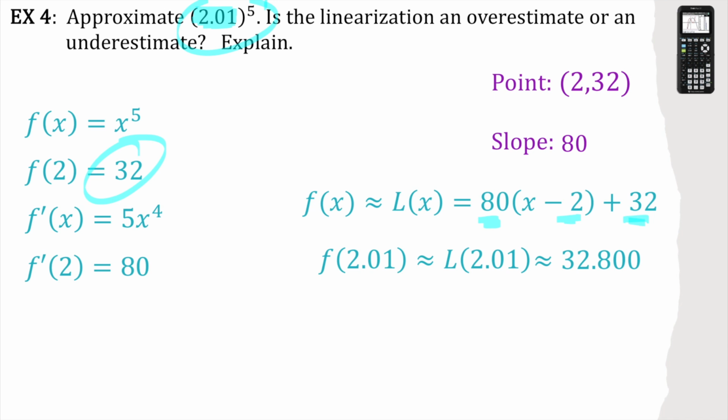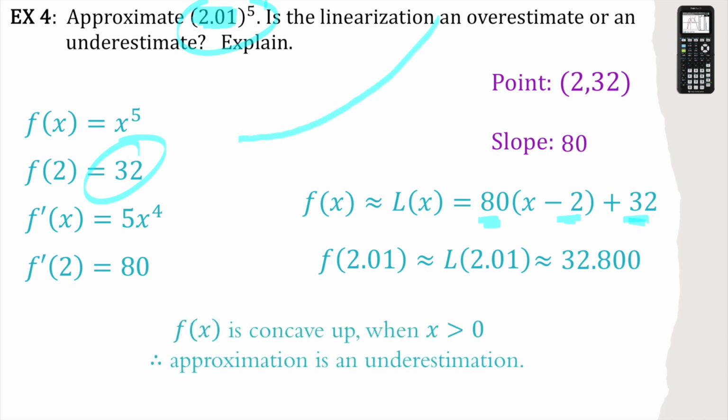Now, is it an overestimate or an underestimate? This is an exponential function, so it's concave up, and if you needed to, you could graph that on your calculator. So if it's concave up, then the approximation is an underestimate because the tangent line is lying right beneath that.